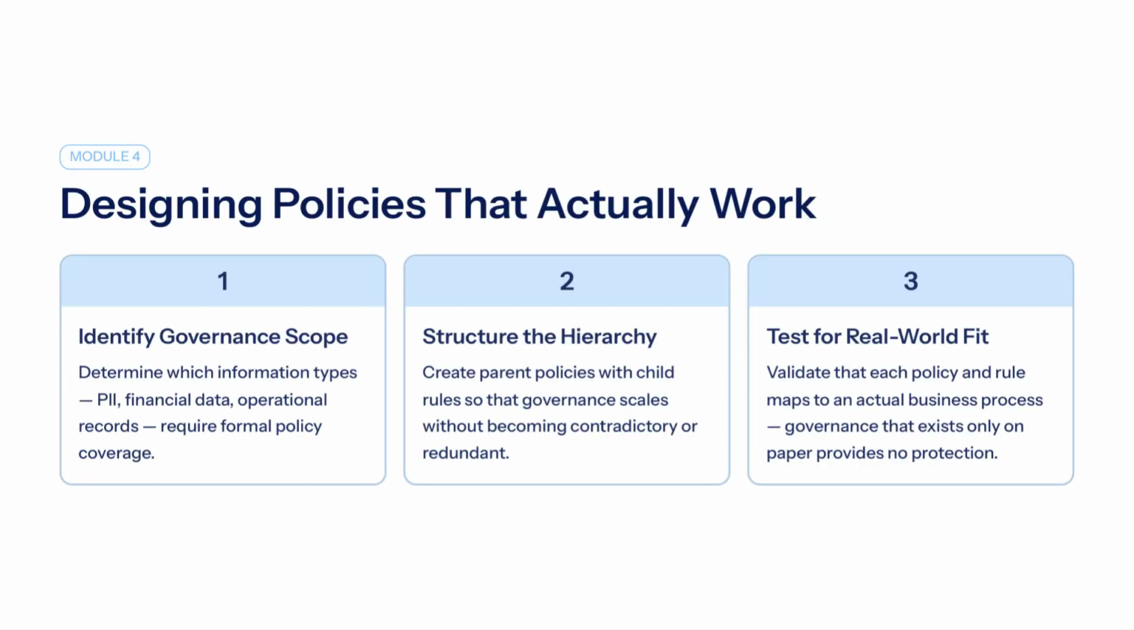Governance scope defines the boundaries within which governance operates. The scope includes identifying the types of information that require formal policy coverage, such as personal identifiable information, financial data, and operational rules. A governance hierarchy structure is necessary to organize policies in a logical manner and make them easily understandable. Testing for real-world fit involves verifying that governance policies align with actual business processes and records.